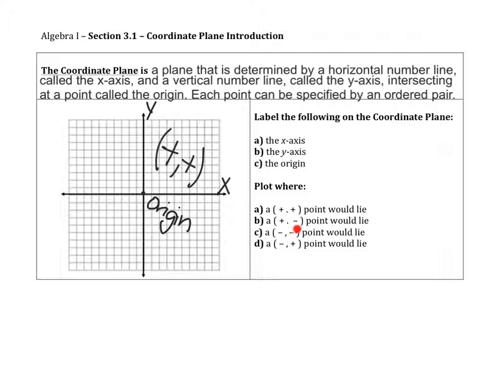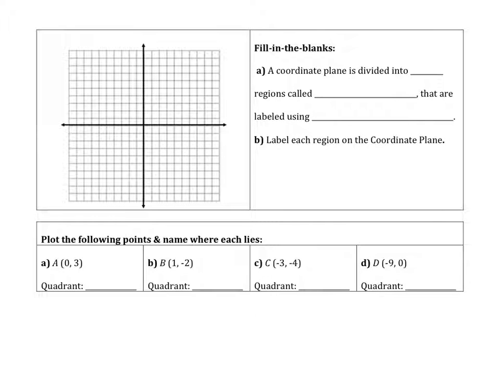Next, they want us to label where a negative point would lie. So if I go positive and then negative, all points in this area would be positive and negative. So a positive x value and a negative y value. Next, we have a negative point. So that means I'm going left and down. So in that area would be a negative x value and a negative y value. And finally, we have negative positive. So that means I'm going left and up. So all points in this area would be negative positive, meaning I have a negative x value and a positive y value.